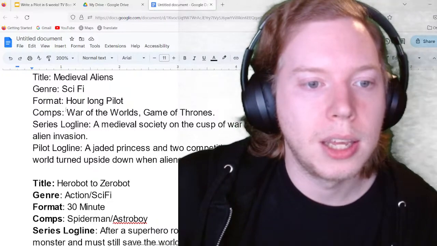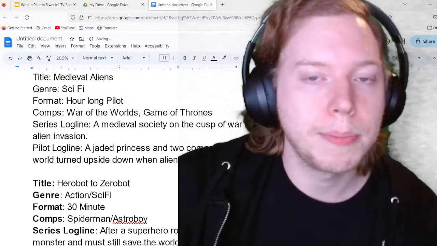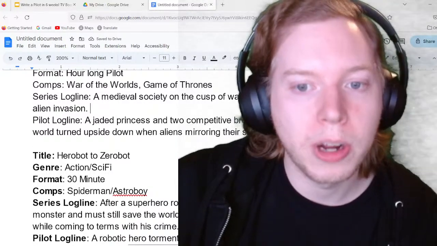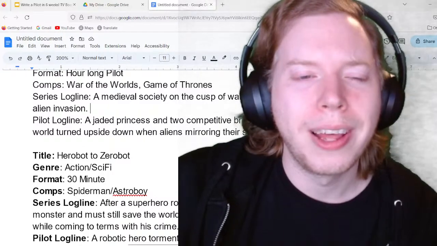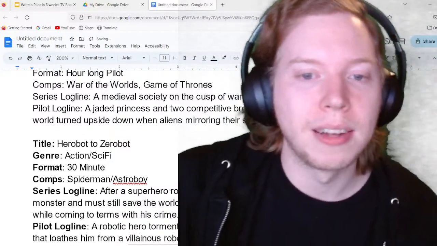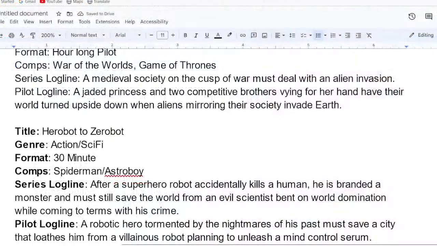Let me look at the basics. So War of the Worlds, Game of Thrones, great comps. It's a very high concept premise that seems very clear. A medieval society on the cusp of war must deal with, I don't really know if there's a precedented alien invasion, so I would just say must deal with an alien invasion. All right. And I think we're saying they must sort of defeat the aliens. Is that right? Yeah. Okay.